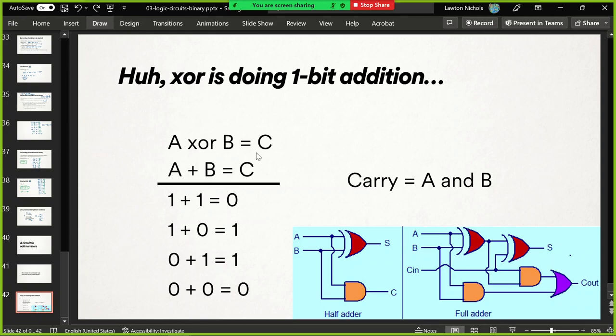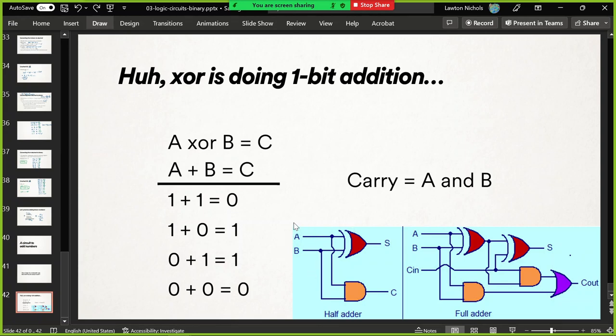And then you also have to figure out if you need to carry. You have to carry if they're both a 1, so you can compute whether they both carry by seeing if A and B are both true, because that's the only time it's true. So it's true that we need to carry if they're both one. You can compute a circuit for that.